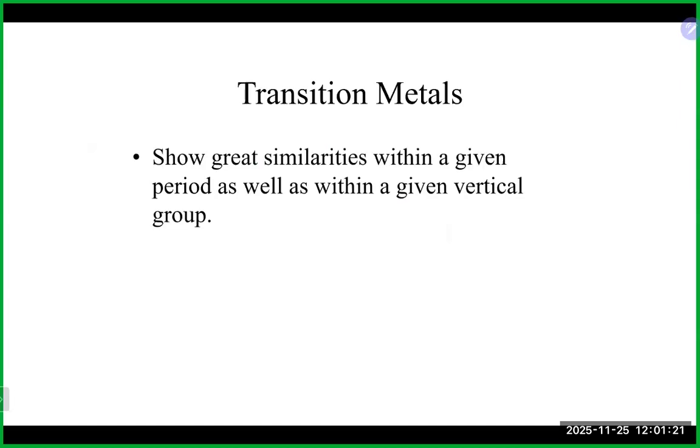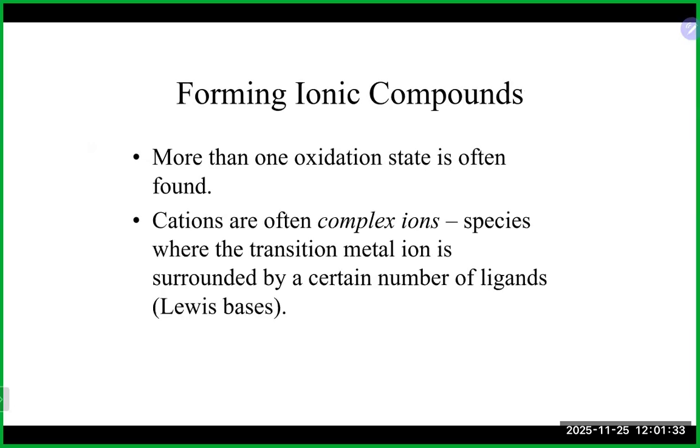So, excuse me, transition metals. They have similar characteristics within a given period and also within a given vertical group on the periodic table. When they do form ionic compounds, they can form more than one oxidation state, and they are oftentimes the metal or the cation that is present in the transition metal.